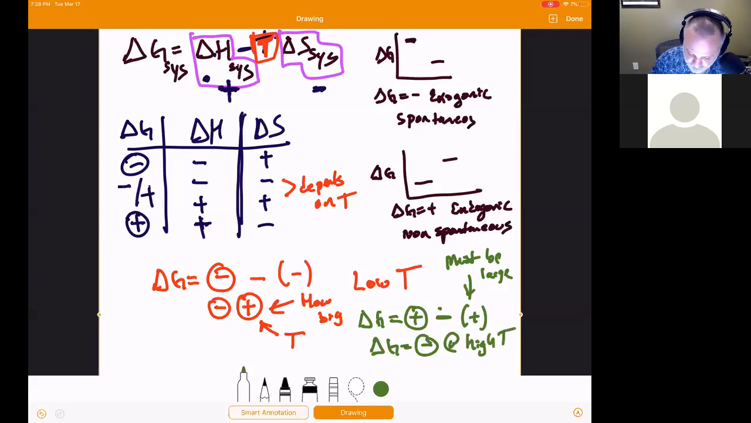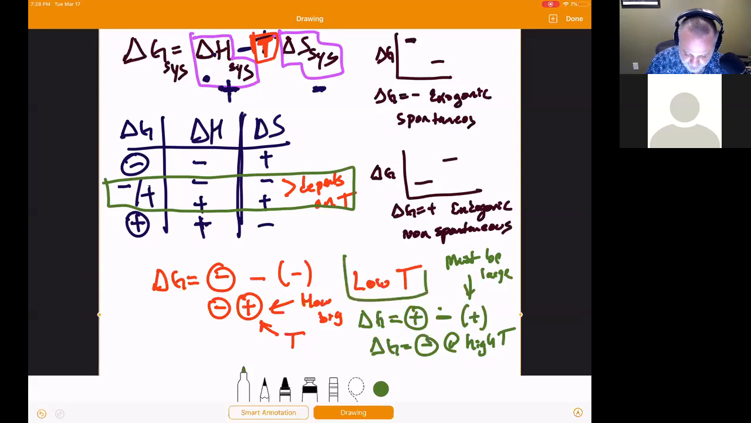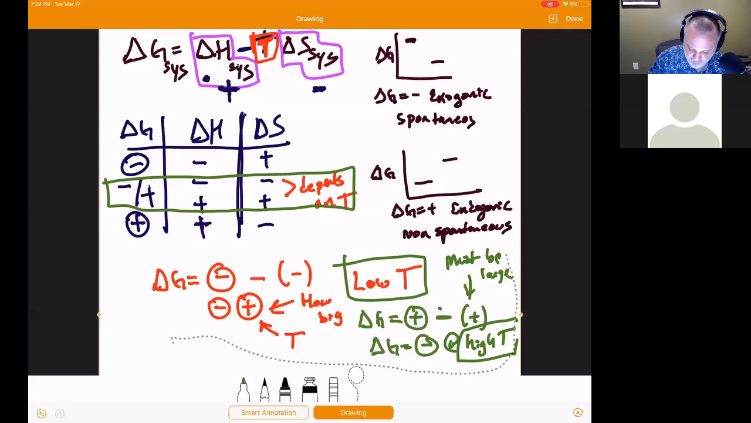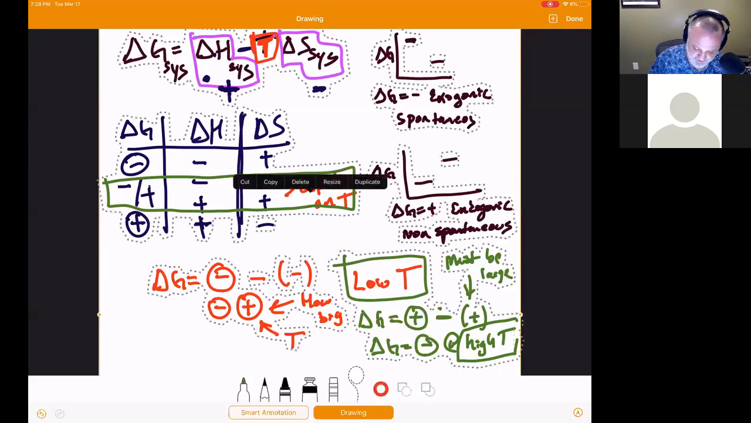So to sort of wrap it all up, the two situations in the middle definitely depend on temperature. In the first case, we would need low temperature to make delta G negative. And in the second case, we need high temperature to make delta G negative. So is delta G positive or negative? Well, it depends. What does it depend on? It depends on T. In which case does it need high temperature, in which case low temperature, in order to make the reaction spontaneous.